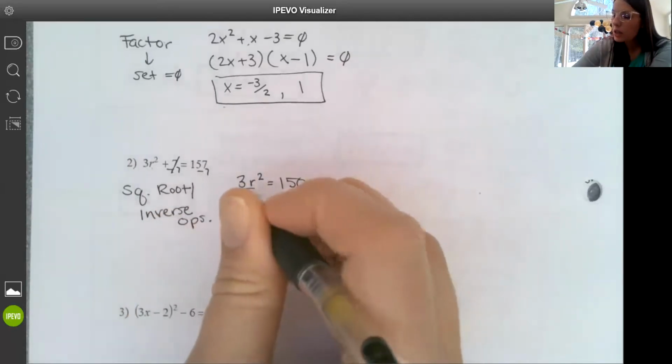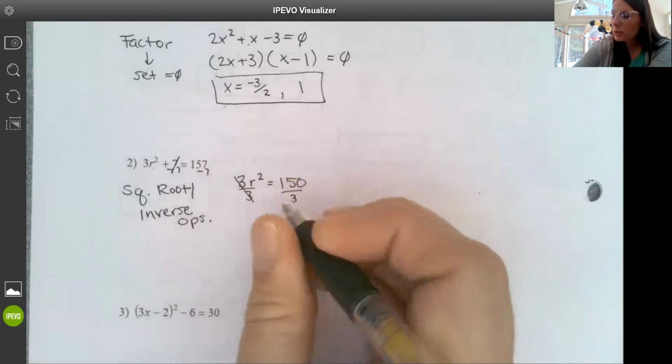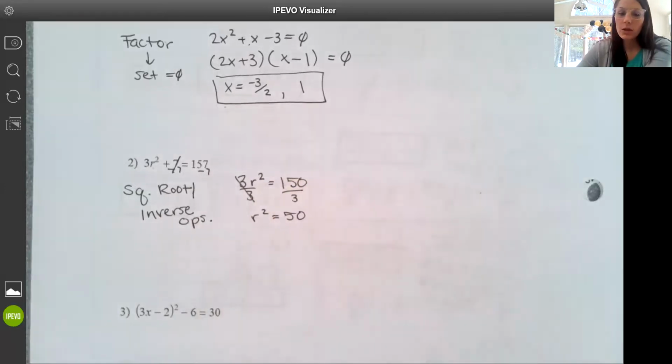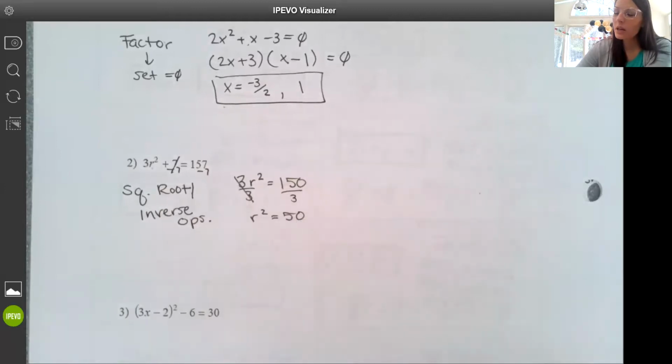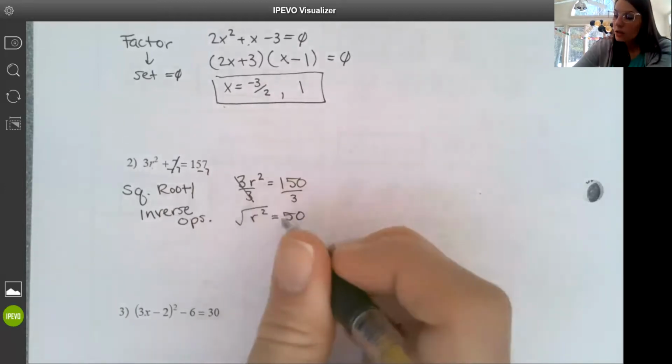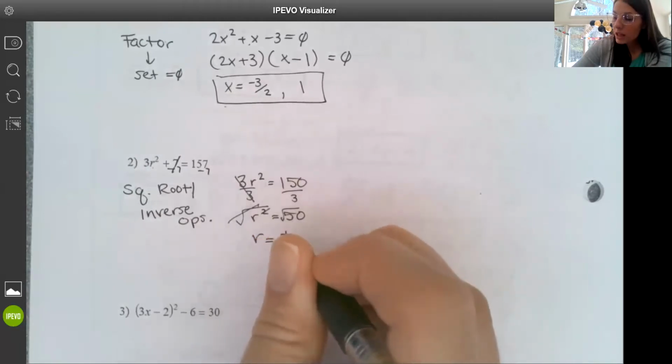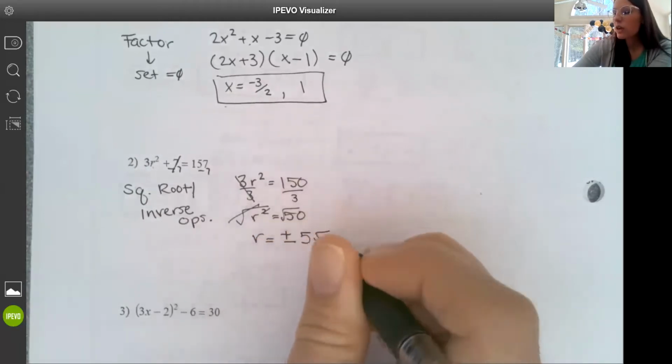So subtracting 7, divide by 3, r squared equals 50. So it wouldn't have been factorable because this isn't a perfect square. And then using inverse operations, taking the square root, r equals plus or minus, and 50 simplifies to 5 rad 2.